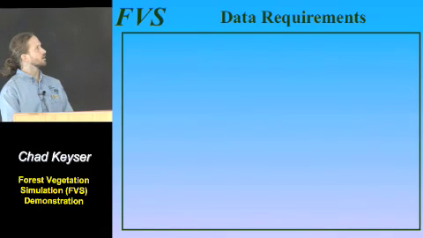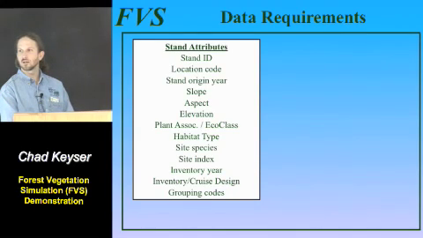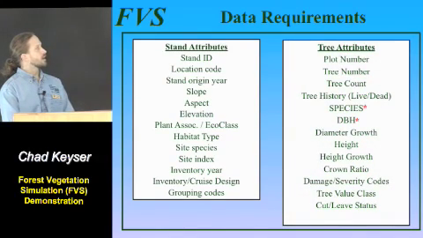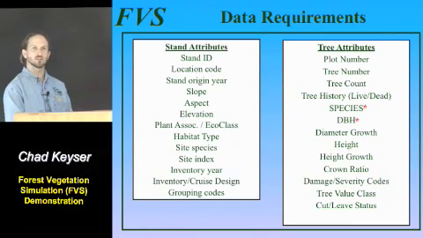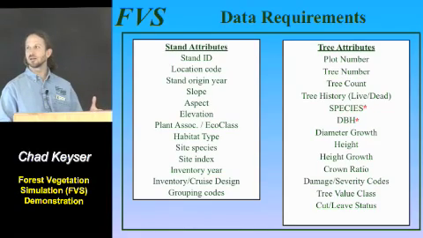So let me go back for a second. Let's go into some of these categories here real quick. And let's talk about data requirements. There are two types of data that FVS wants to see. There's stand level attributes and there are tree level attributes. In terms of stand level attributes, it's looking to get some information about that specific stand. So information that tells it where the stand is on the landscape in terms of slope, aspect, elevation, as well as some measurement of site.